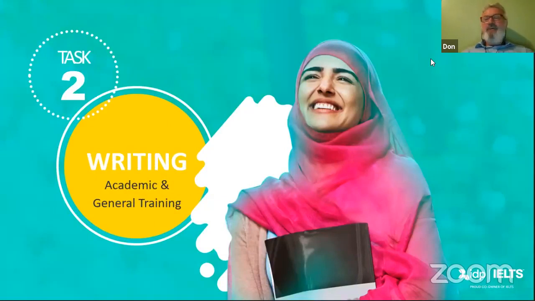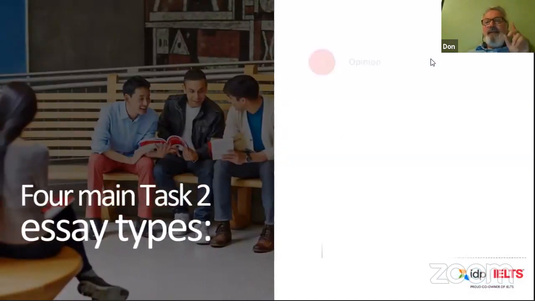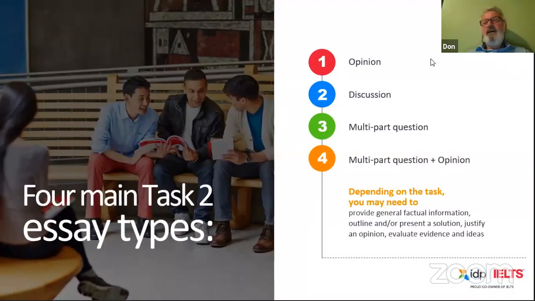Okay, now we're going to look briefly at task 2. And academic and general training task 2, as I said, are quite similar. It means giving an opinion about a statement. And this is important. There are different types of tasks in task 2, and you have to be aware of what they are. You may be simply asked for your opinion. Do you agree? You may be asked to discuss more than one opinion. You may be asked to give reasons and to give solutions, for example.